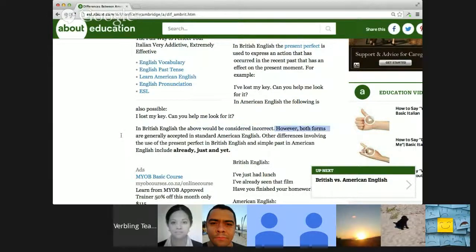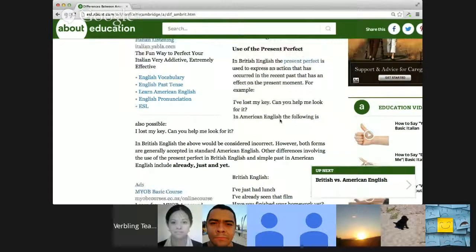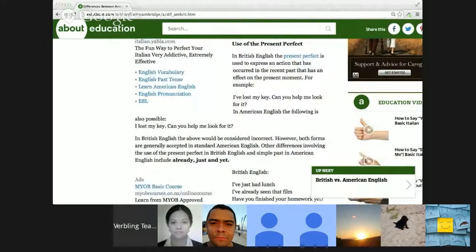I don't know whether I agree with this part here, because in the UK, yes, we would use the present perfect tense for these things, but we wouldn't consider someone saying, I lost my key, can you help me look for it, incorrect. In fact, I doubt native speakers would even notice that, to be honest with you, unless they're an English teacher. So it's not like you need to worry about this, but it is something to be aware of, and something to notice. And if you decide that you do want to speak British English as opposed to American, then this is one really important thing to remember.